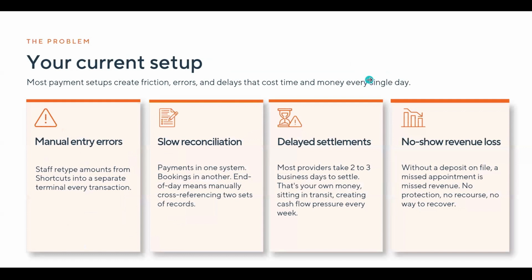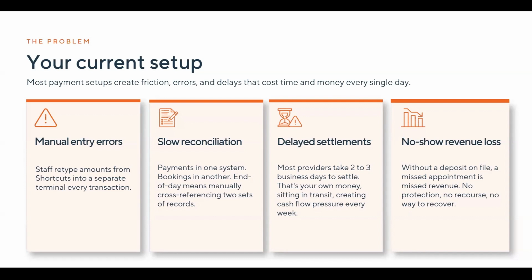So the problem, your current setup. Most payment setups create friction, errors and delays that cost time and money every single day. Manual entry errors, as we saw. Staff retype amounts from shortcuts into a separate terminal every transaction. As you saw at the very beginning, I made a mistake. It should have been 150. I'd only typed in 15.